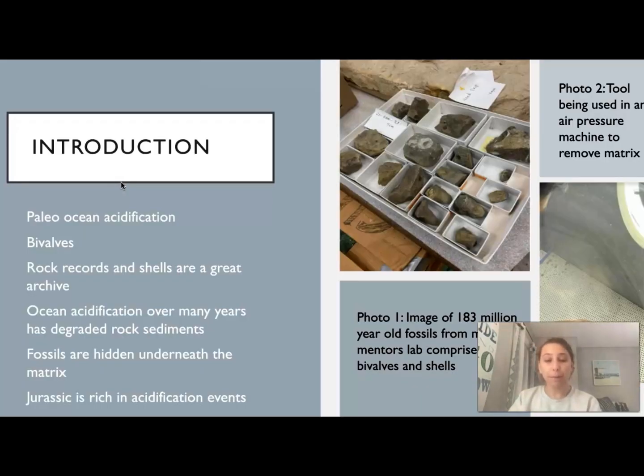So, my study will focus on paleo-ocean acidification, which is ocean acidification in the geological past, and I'll specifically look at bivalves and the rock record in shelves, which are a great record for ocean acidification, and a great archive. However, ocean acidification over many years has degraded the rock sediments, making the fossils hidden underneath a deep matrix, and the Jurassic is rich in acidification events.